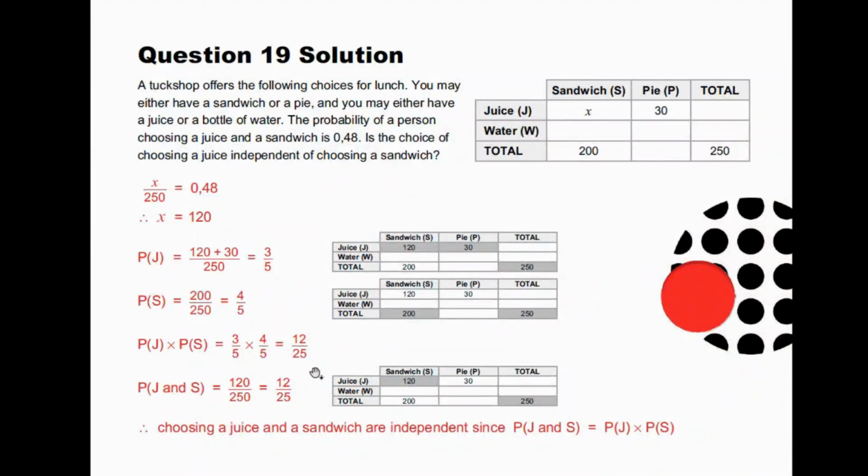And I get exactly the same fraction, which means choosing a juice and a sandwich, they are independent because that formula works. And I would actually give this reason. And if they're not independent, I would say because this is not equal to that. So the tables are not necessary to draw in your answer, but this layout is important: probability of juice, probability of sandwich, probability of juice times probability of sandwich, probability of juice and sandwich, conclusion with a reason. So I've shown the tables just so you can see exactly where my totals are coming from.